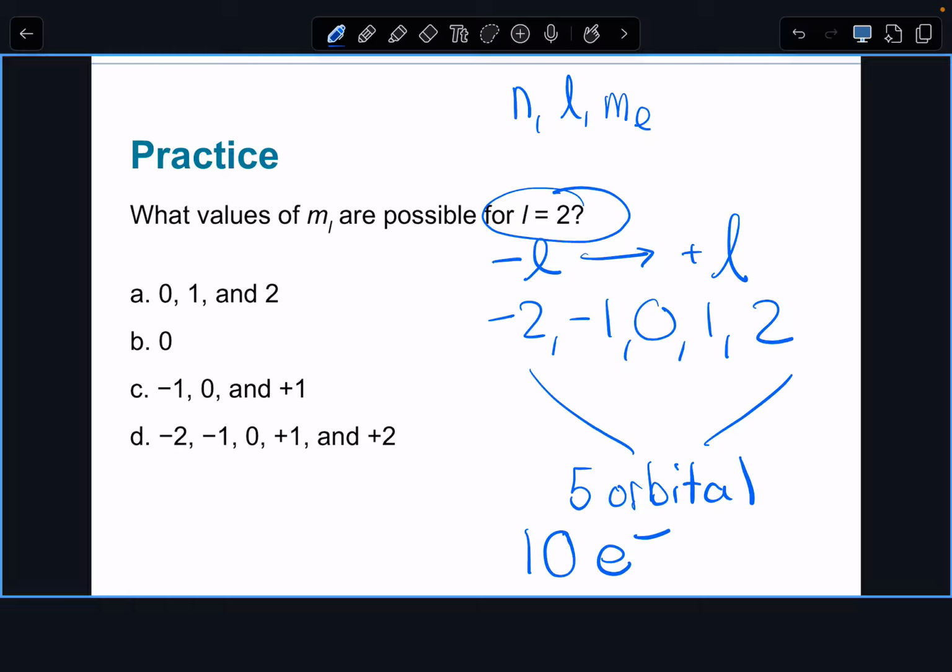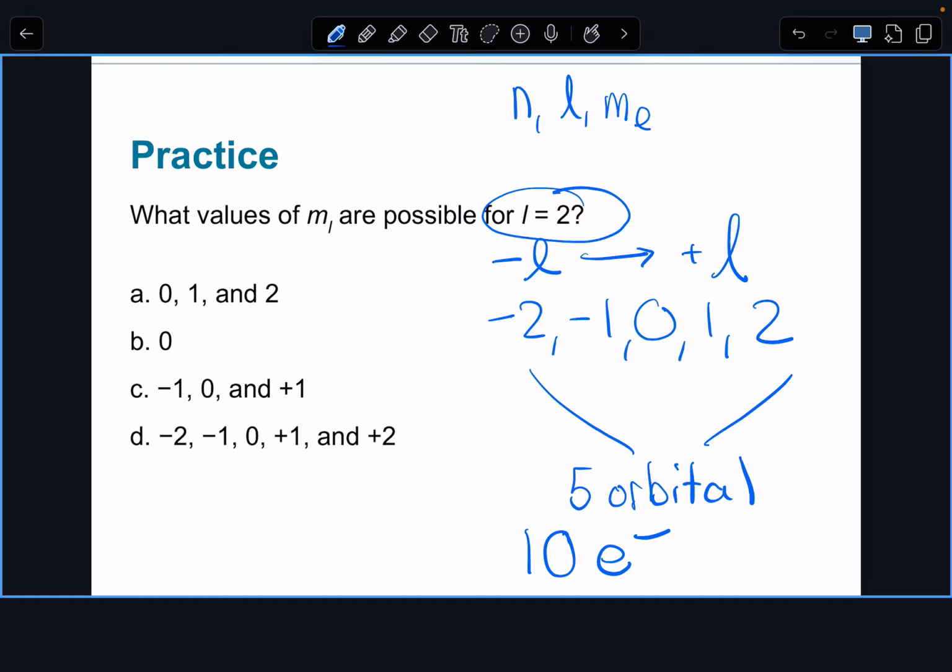We said that p's have 3, so I'm going to go ahead and finish that. And then L equals 2 has 5: 1, 2, 3, 4, 5. So we would say M sub L equals -2, M sub L equals -1, M sub L equals 0, M sub L equals 1, M sub L equals 2.